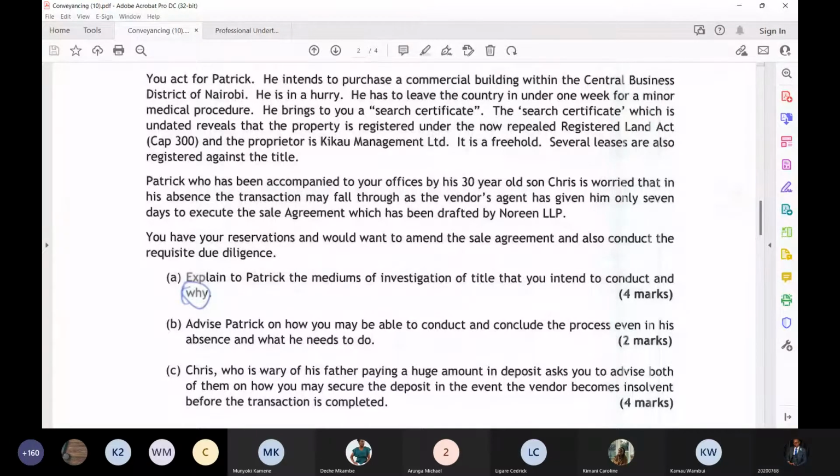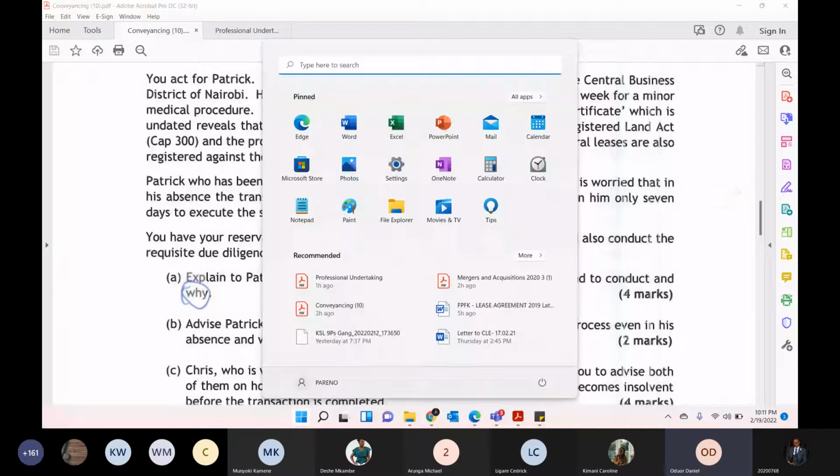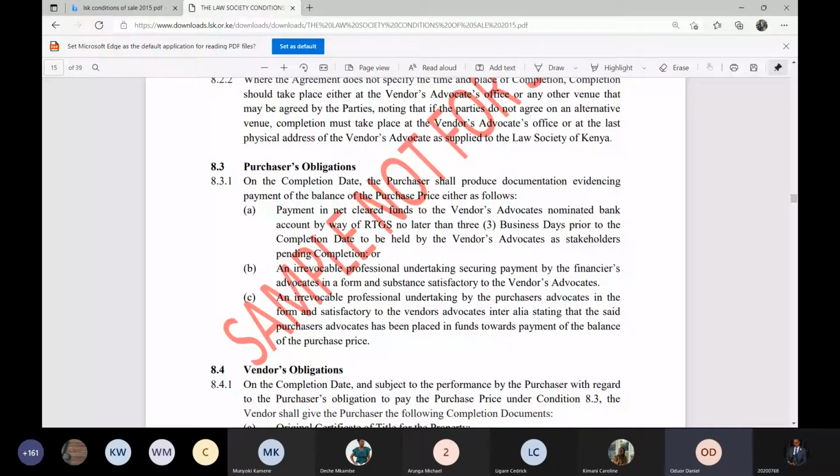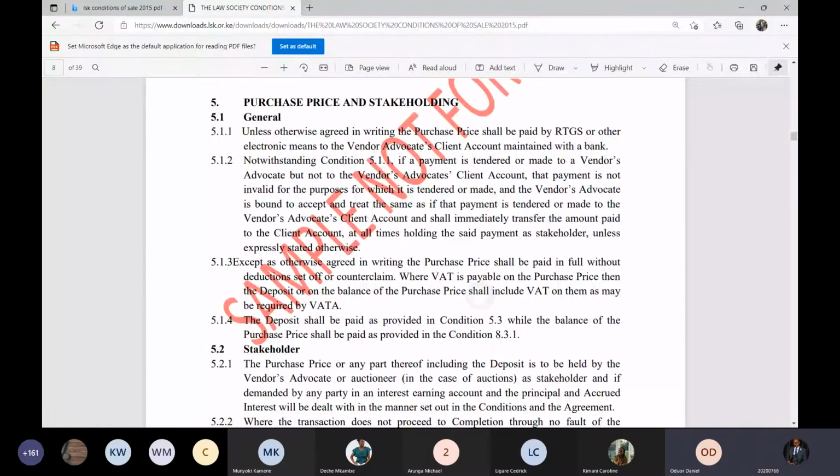I think you'll also need to do a physical search. Okay, a physical search. The importance of this is under condition 4.3 and 7.35, where if you don't go and confirm the physical status of the land, then you buy the land as it is once completion date has reached. So it's quite important that you have.